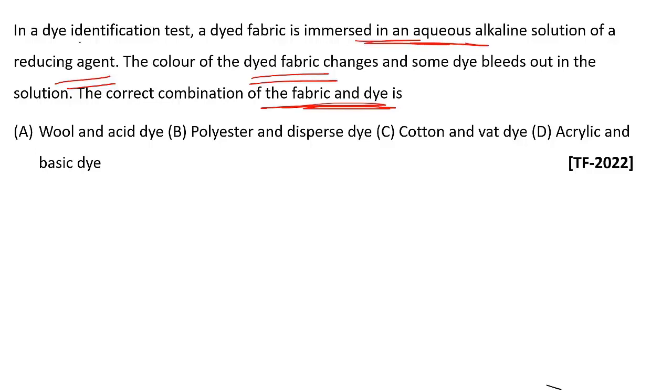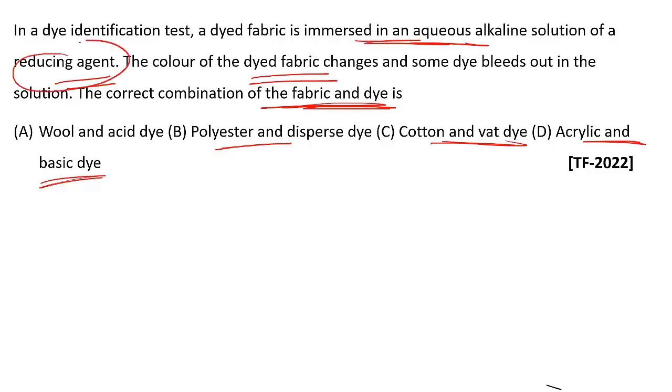So the options given are: first, wool and acid dye; second, polyester and disperse dye; third, cotton and vat dye; fourth, acrylic and basic dye. If you know that the dyed fabric is immersed in an aqueous alkaline solution of a reducing agent, it is possible in the case of vat dye with sodium hydrosulfite as a reducing agent for cotton fabric. So in the case of vat dye, a reducing agent is used in an alkaline solution.